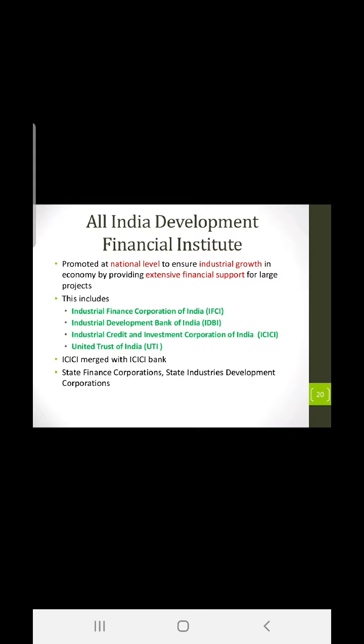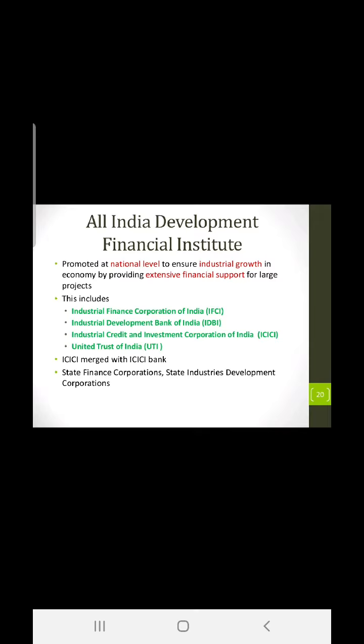Next one is the All India Development Financial Institute. Development Financial Institutes are those engaged in industrial finance and industrial growth. All India Development Financial Institutes are promoted at the national level to ensure industrial growth. Always remember, development banks are engaged in industrial loans, for industrial growth in the economy by providing extensive financial support.